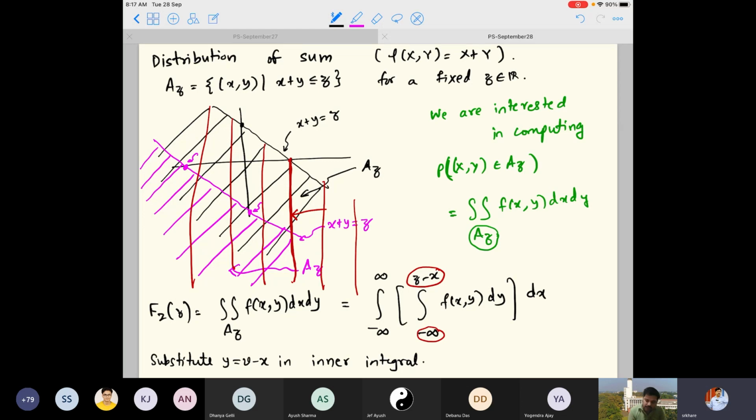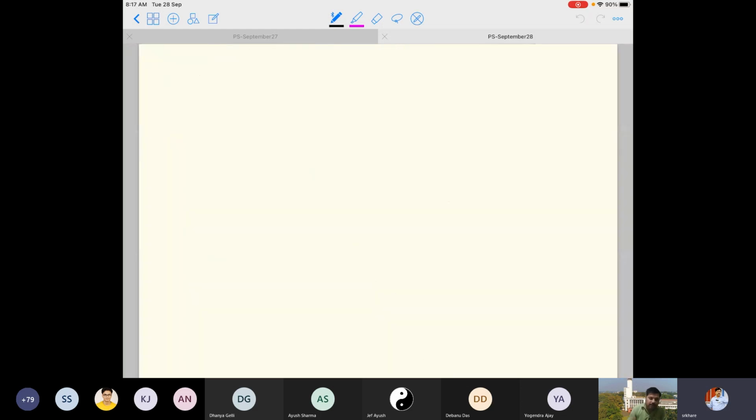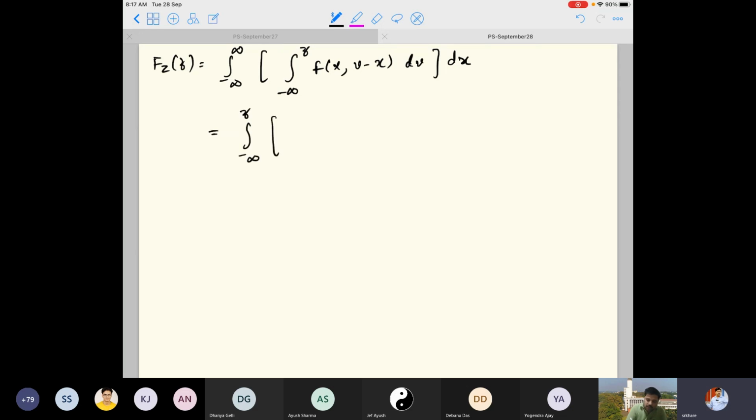So if you understand this, I'll write down this inner integral in this format. F_Z of z is equal to the integral from minus infinity to infinity, and by changing the limits, I'll have the integral from minus infinity to z of f of x, v minus x dv dx. And I'll change the order of integration. Changing the order of integration is not a problem here.